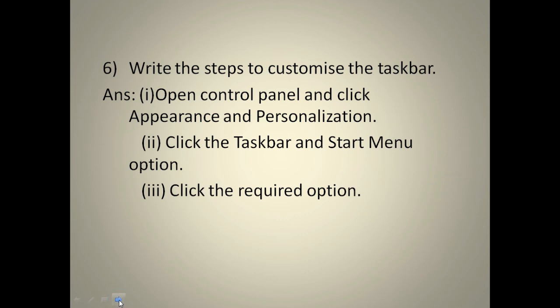Question 6: Write the steps to customize the taskbar. Again you have 3 steps. Number 1: Open control panel and click appearance and personalization. Step 2: Click the taskbar and start menu option. Step 3: Click the required options, whichever setting you want to perform.